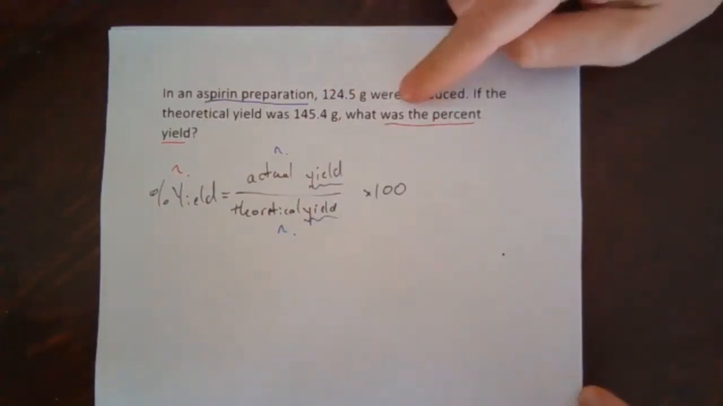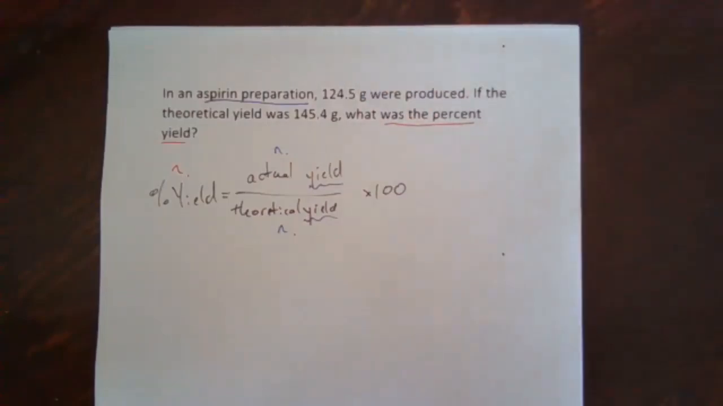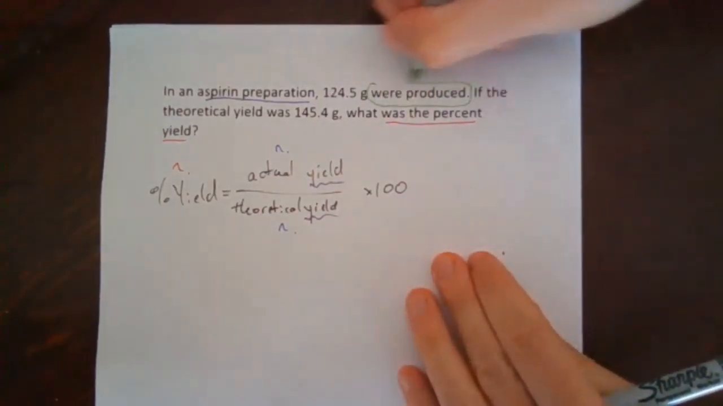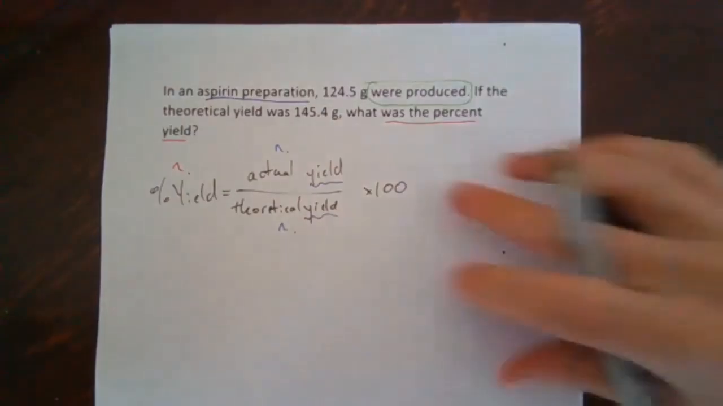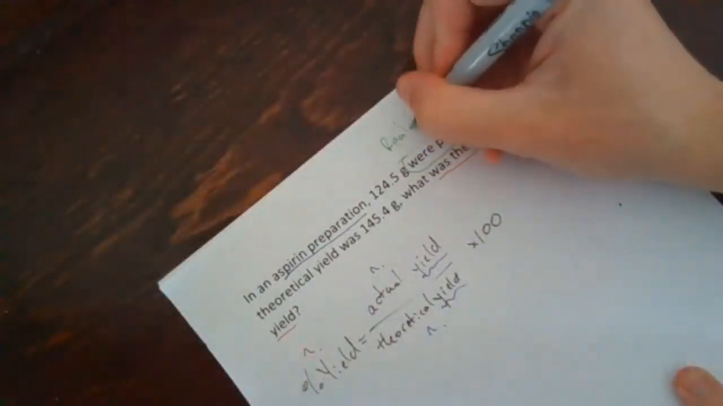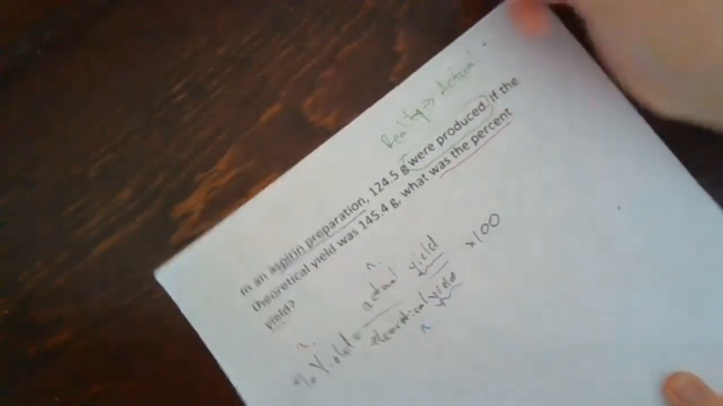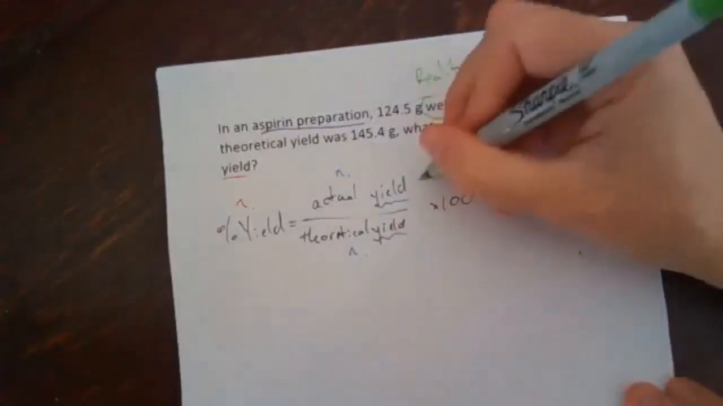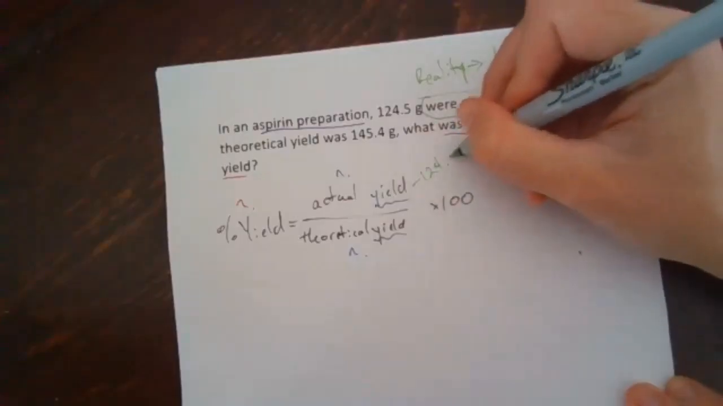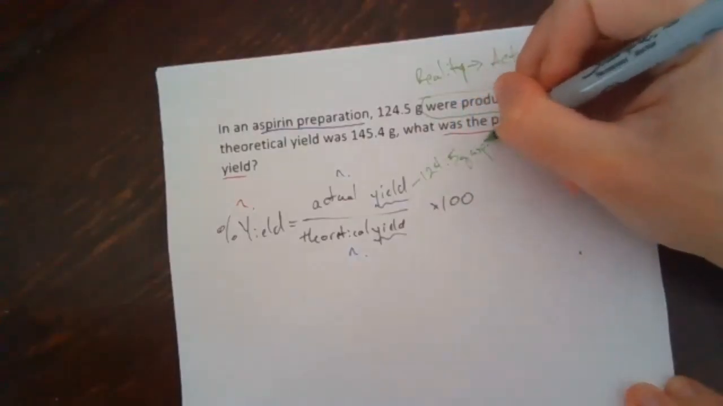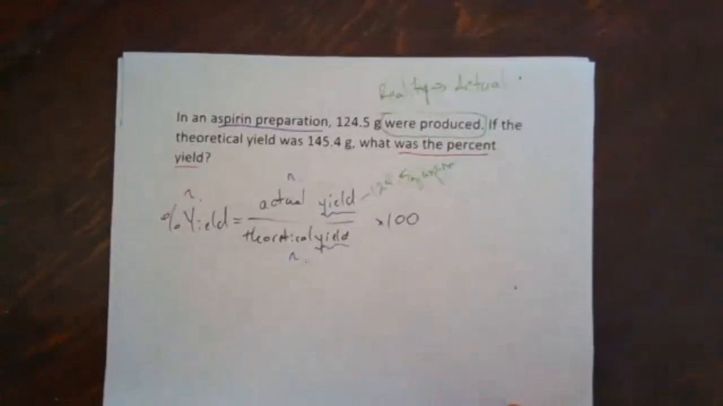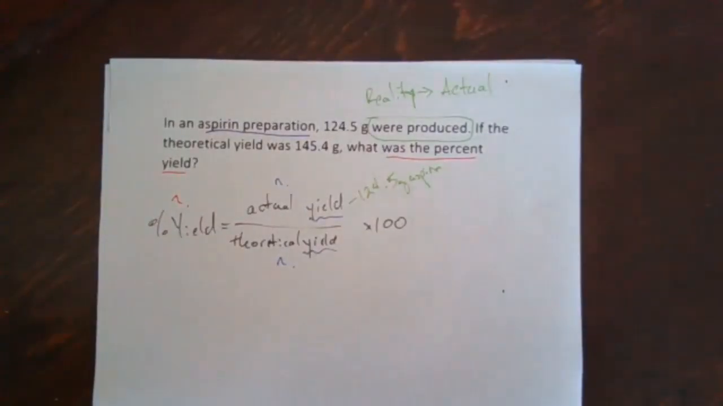124.5 grams were produced. So when we see that were produced, that means it reflects reality. Okay, so this actually happened. That means it's my actual yield. So my actual yield is going to be 124.5 grams of aspirin. And I'm told the theoretical yield was 145.4, so that is explicitly telling you that the theoretical yield is 145.4.